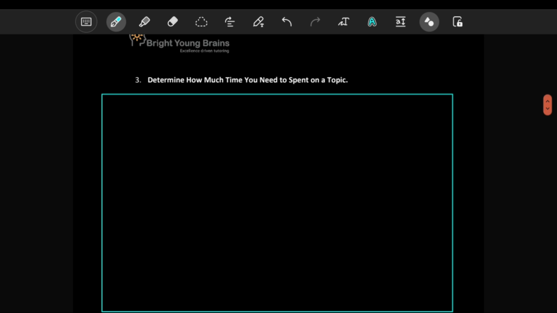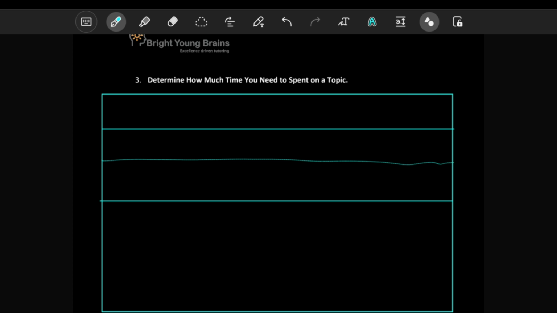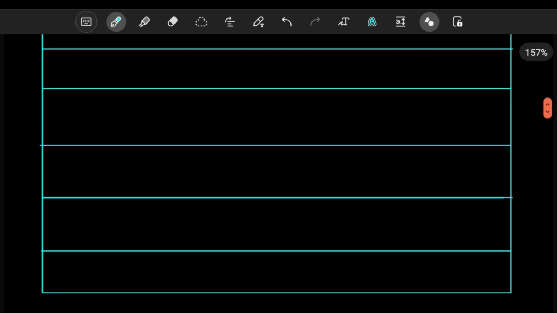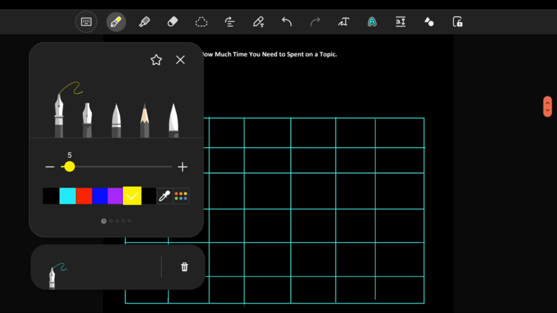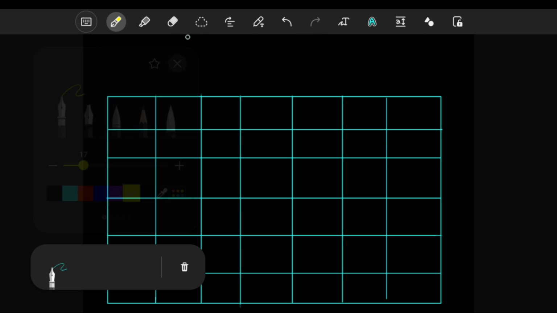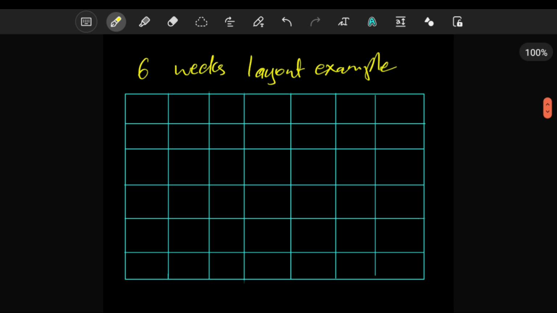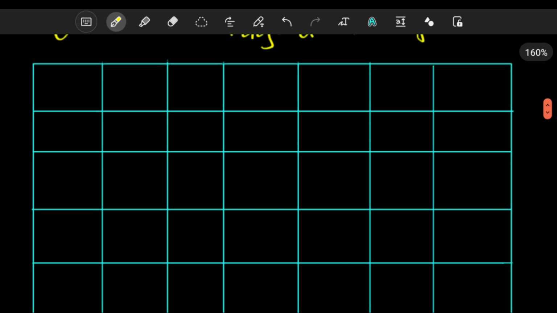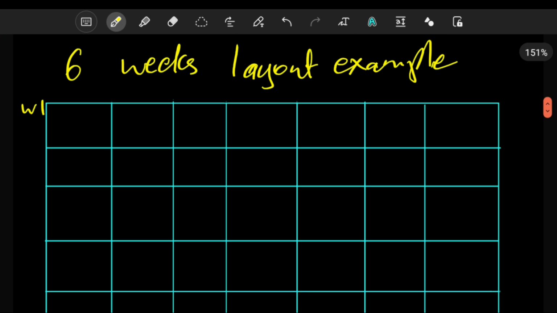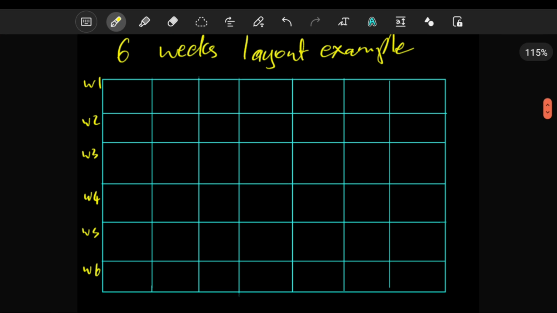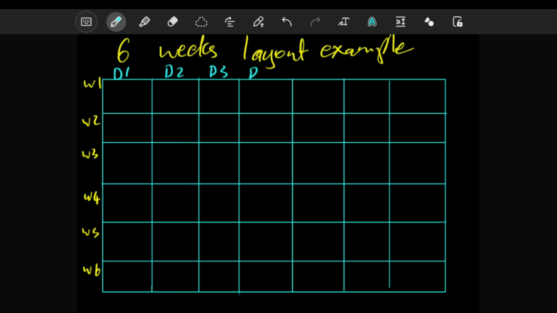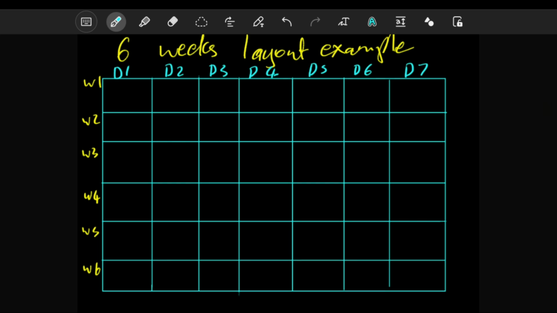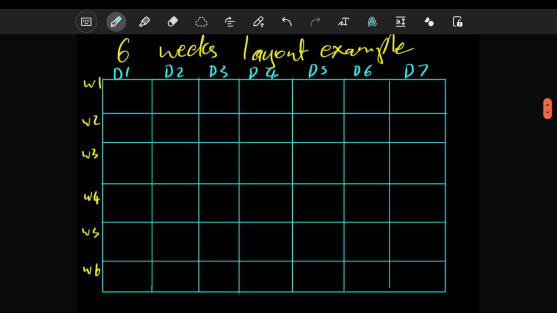So here let's lay out 6 weeks. So here we have a 6 weeks layout example, you see. Obviously this is just week 1 all the way to week 6, and this represents a 7-day cycle.